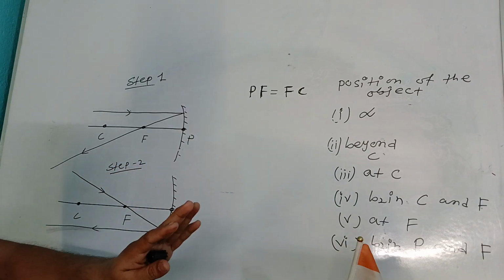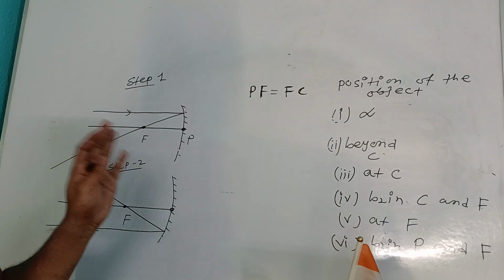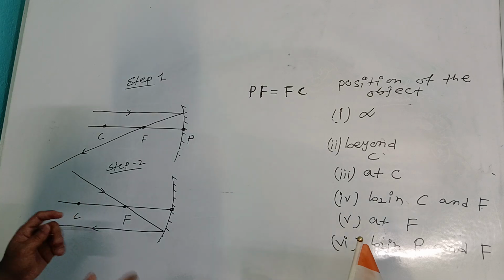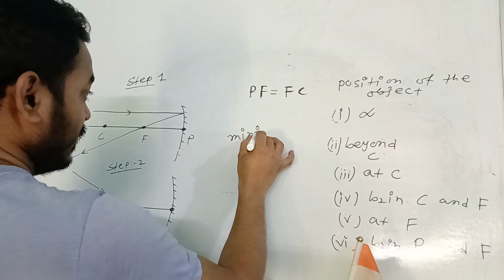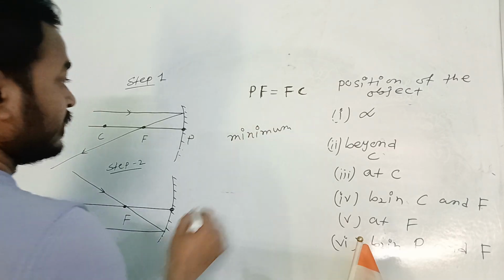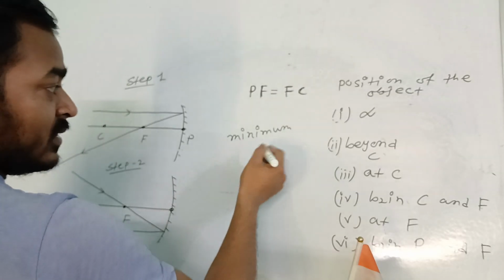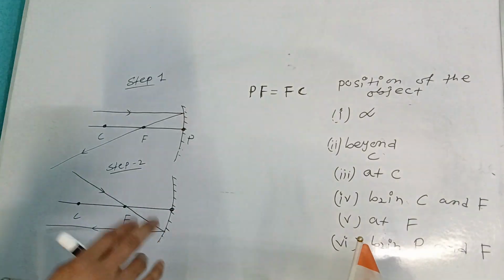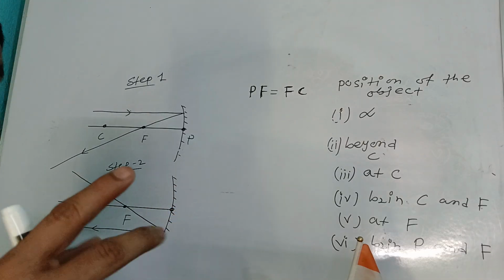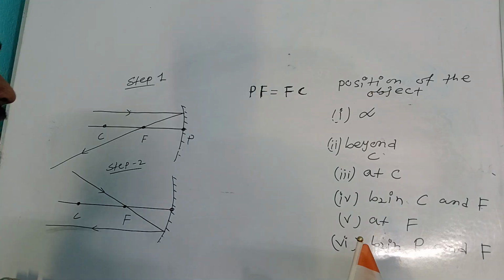There is no proper order to draw. For drawing ray diagrams you can adopt any two. Why 2? It is the minimum. Minimum condition. So to draw the ray diagram, the minimum number of incident rays is what? 2. So minimum you have to choose 2 incident rays. This is the minimum condition.